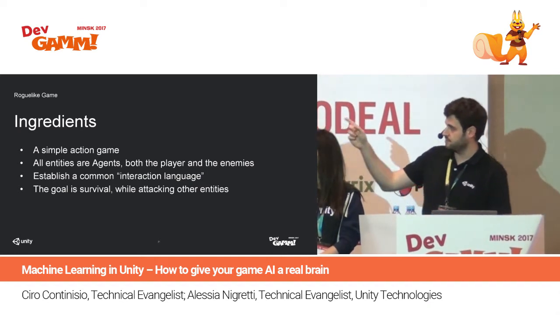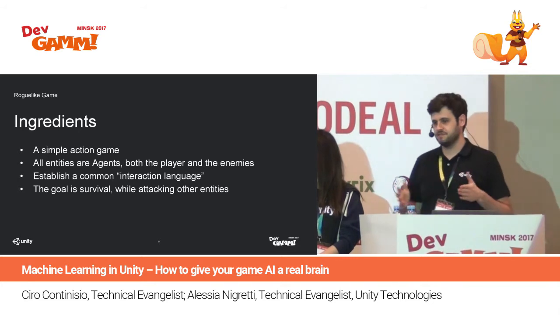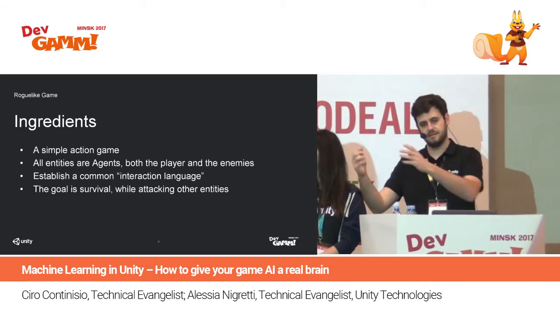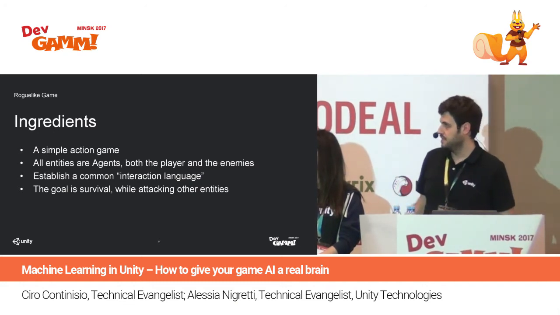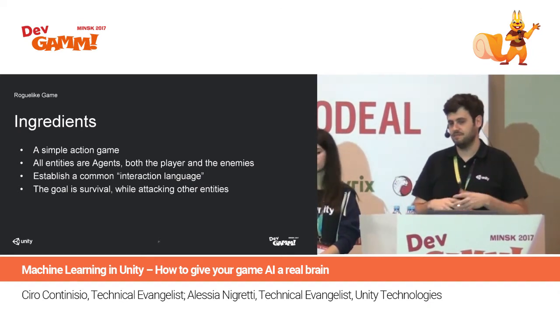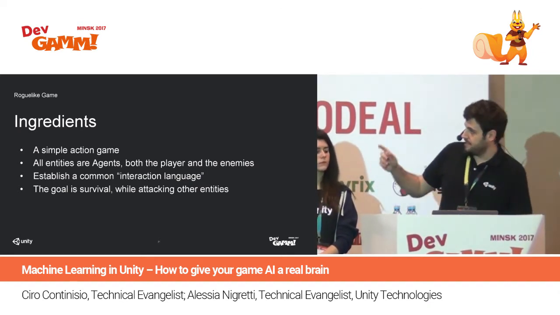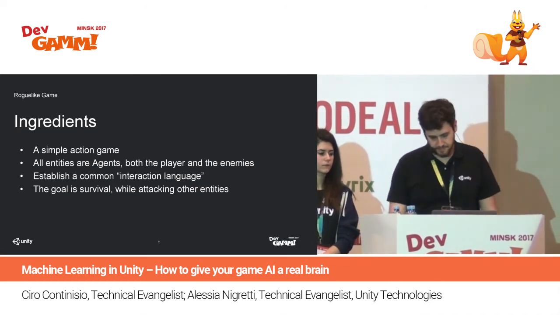As you can see, we wanted to establish a common interaction language. If I can move left and right and up and down, and I can attack, then the enemies can do exactly the same things. There's no difference in gameplay. And that's good because then we can train the players, the enemies, and vice versa, or our enemies against enemies, because they do the same. And the goal of the game is surviving while attacking other entities, so a classic action game.